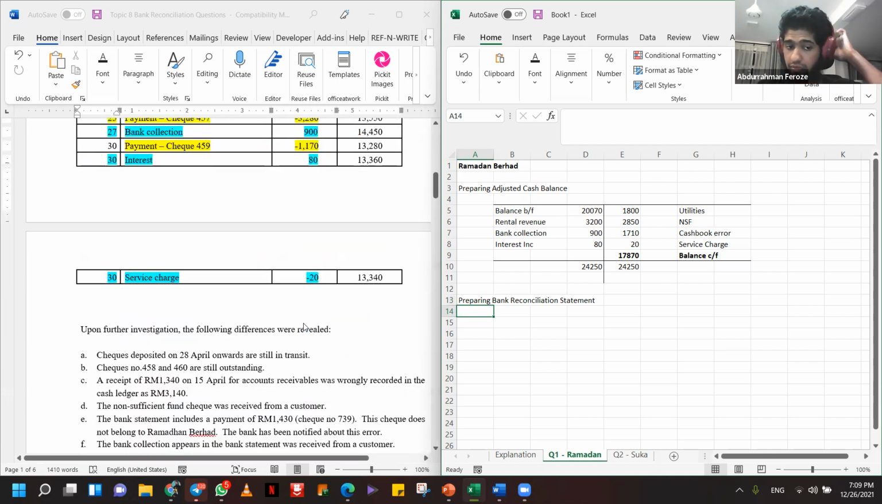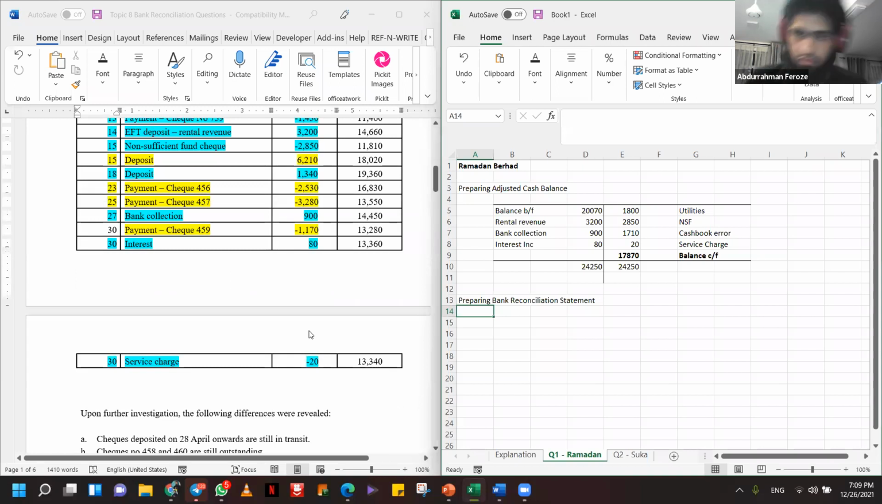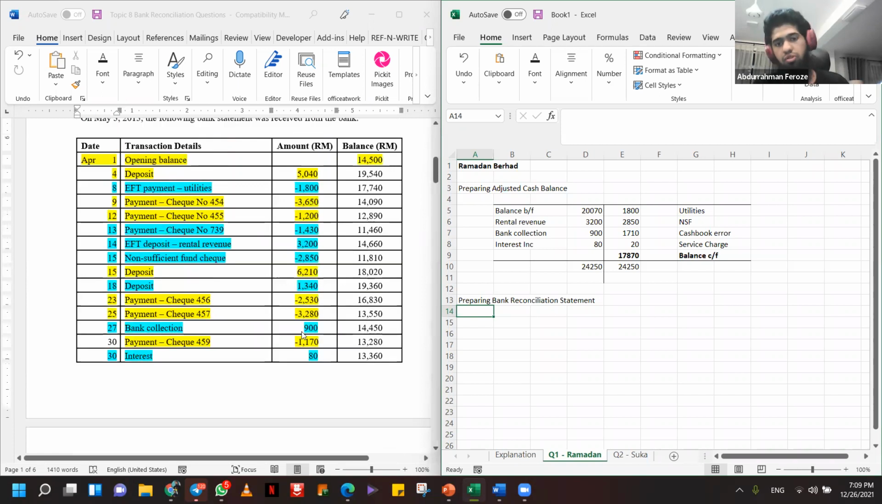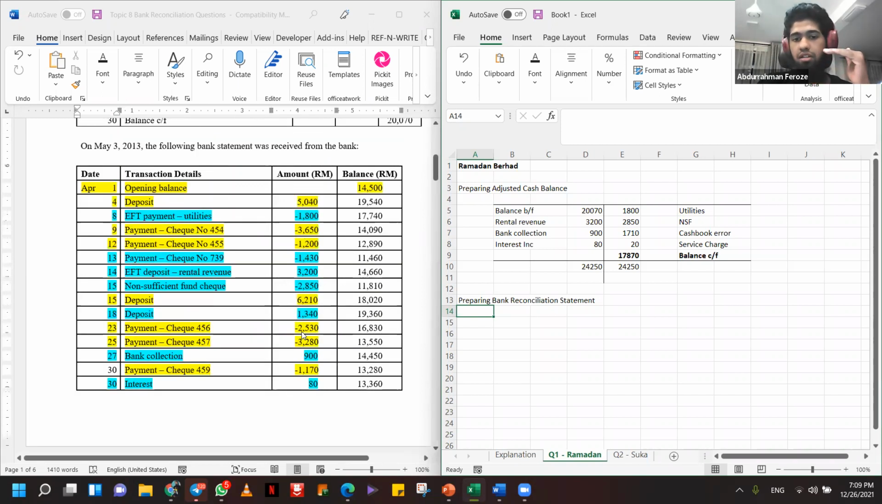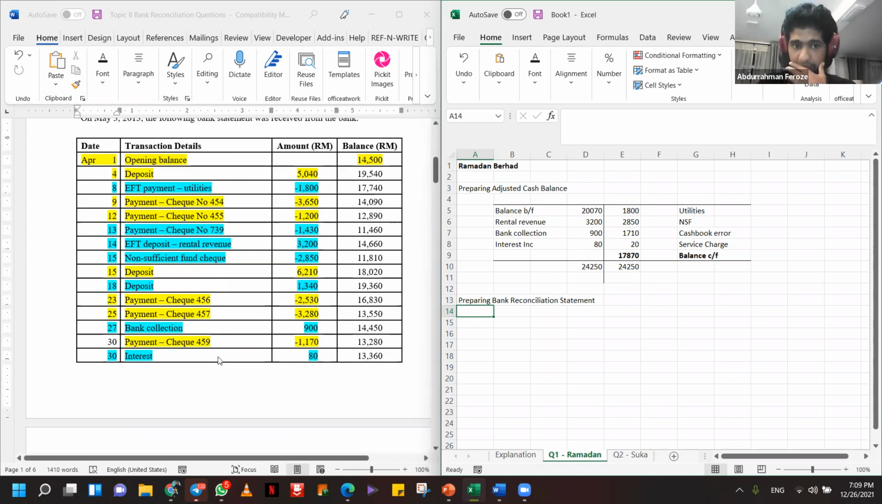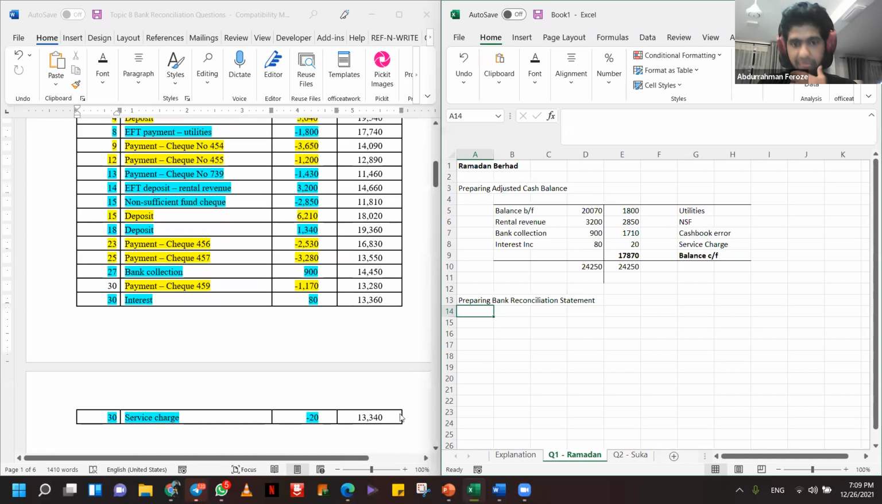Okay. So what needs to be done here is, there are two ways of doing this. Either we start off with the bank statement balance and then work towards the adjusted cash balance, or we work the other way around, which is we take the adjusted cash balance and work towards the bank statement balance. So let's take the bank statement balance. The bank statement balance is 13,340.